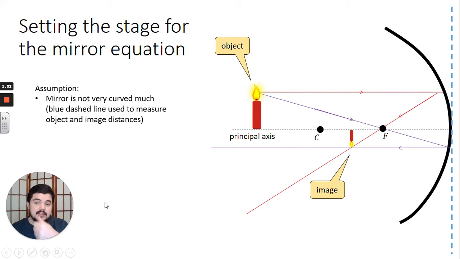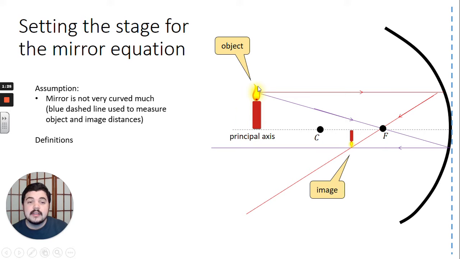So some assumptions that we're going to set up in our mirror equation. One assumption is that the mirror is not very curved. So the blue dashed line, we can use that to measure all of our distances because the deviation from the blue dashed line to the mirror won't be very much because it's not very curved. I have the curvature of the mirror exaggerated in this diagram.